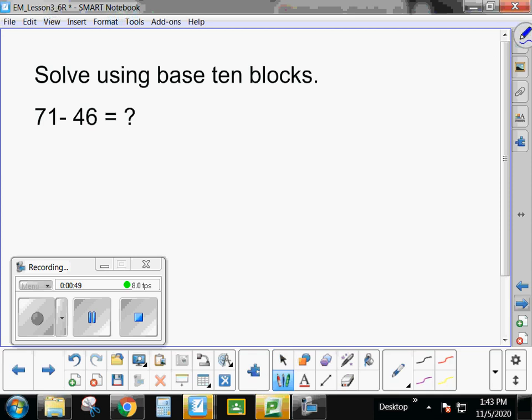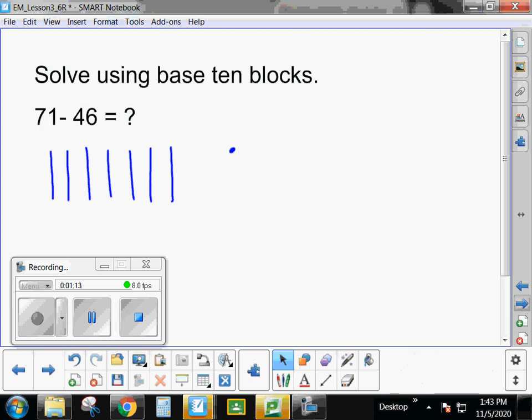Okay, if I'm going to solve 71 minus 46, I'm going to draw 71 with my base 10 blocks: 10, 20, 30, 40, 50, 60, 70, 1. Now, when I go to do my minus 46, I don't need to draw 46. I'm not adding 46 more. I mean, think about what I'm doing. I'm taking away 46. So I just need to start subtracting from my 71. So I'm going to go ahead and subtract my 40: 10, 20, 30, 40. And now I'm going to subtract my 6.